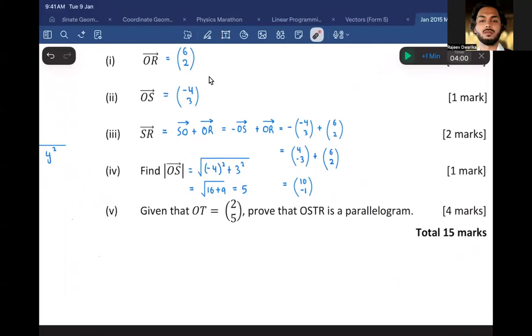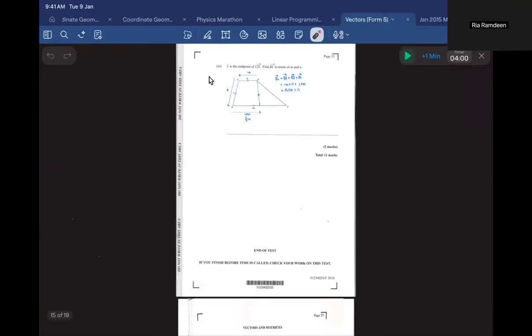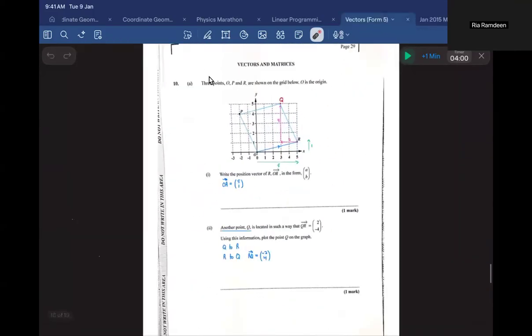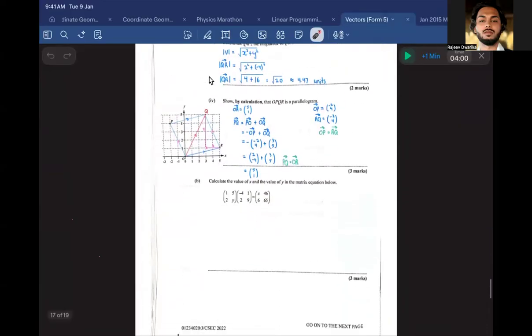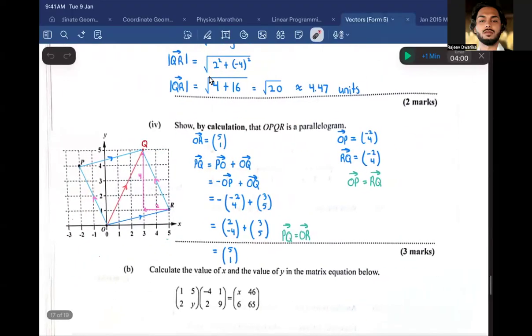It sounds kind of confusing, but I think we did a question like this before. The question was: show by calculation that OPQR is a parallelogram. If a shape is a parallelogram, then the opposite sides are supposed to have the same vector, which means they are parallel, and it also means they have the same length.